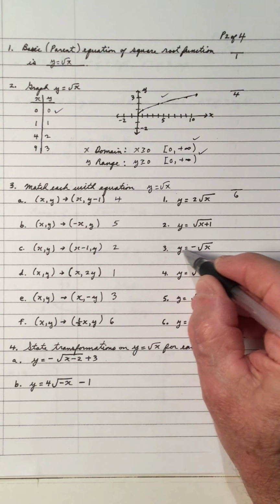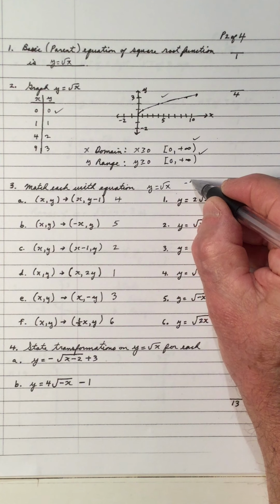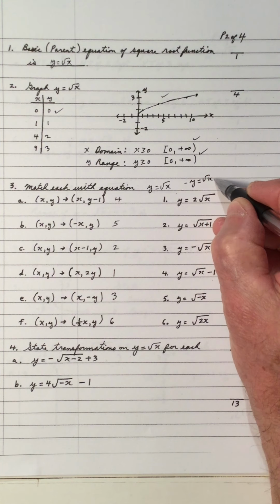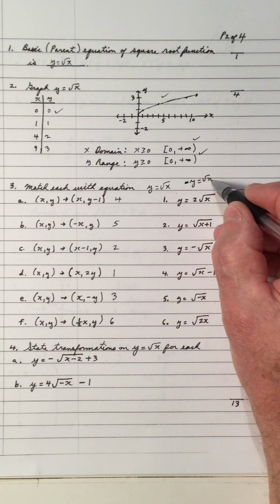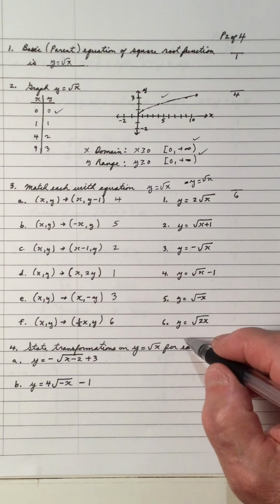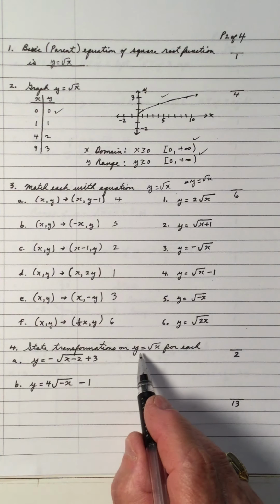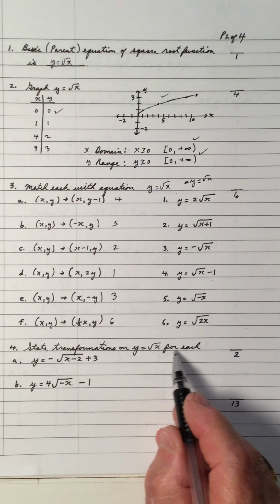Because you can go, put the negative on the y. So if you put the negative on the y and do that, then you divide by -1, then you get this equation here. And for each mark you have right, give yourself a score of 6. State the transformation on the basic graph for each.